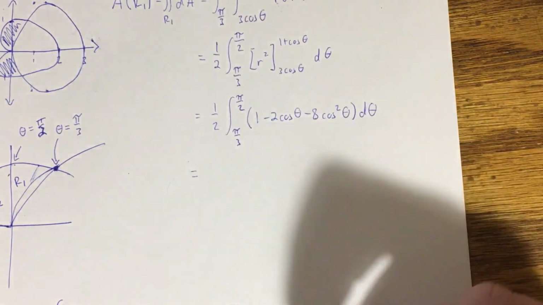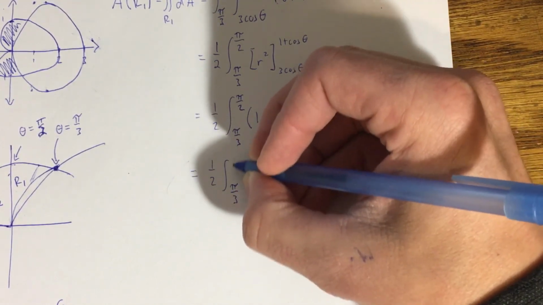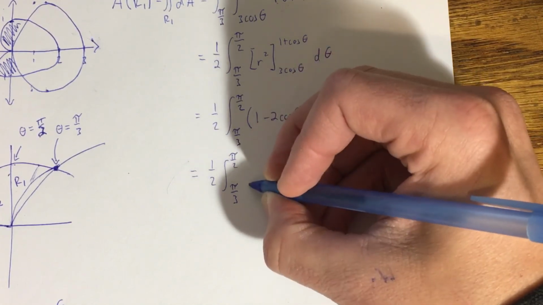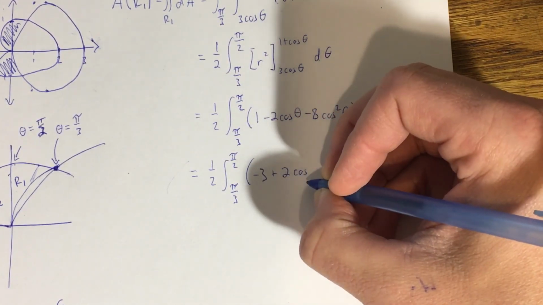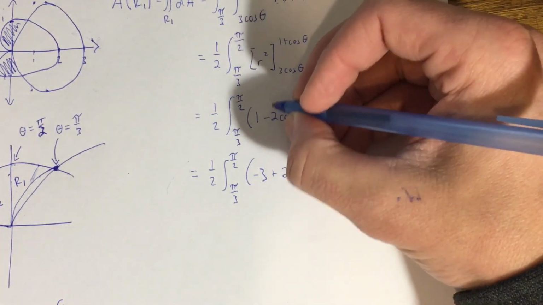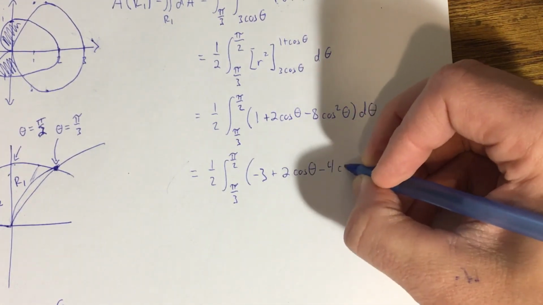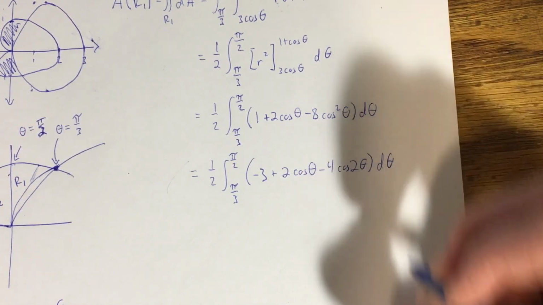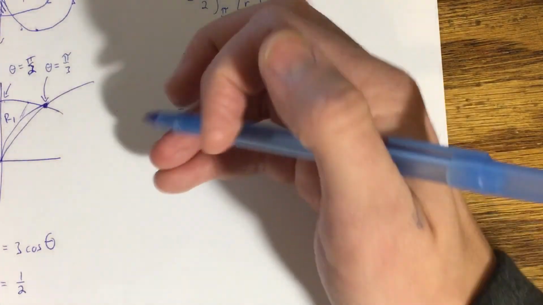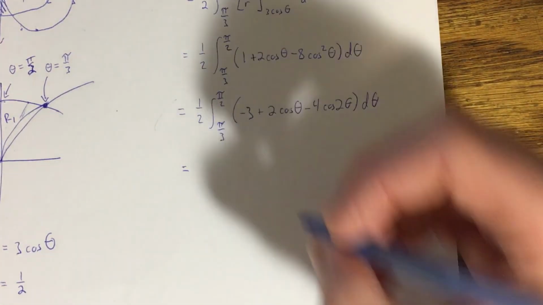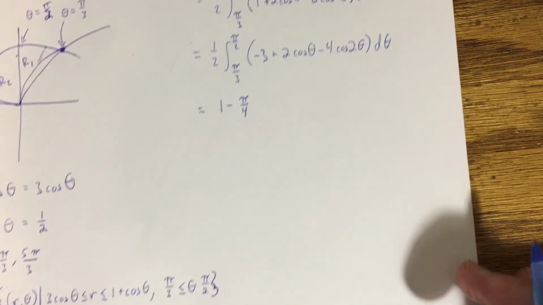So if I made that substitution and did a bunch of simplifying, all of this will eventually reduce down to this: 1/2 times the integral from pi over 3 to pi over 2 of negative 3 plus 2 cosine of theta minus 4 cosine of 2 theta, d theta. In the interest of time, I'm not going to go through all the steps of evaluating this. This is a more basic integral to do. What this eventually will come out to after some work is 1 minus pi over 4. That's the area of region 1.